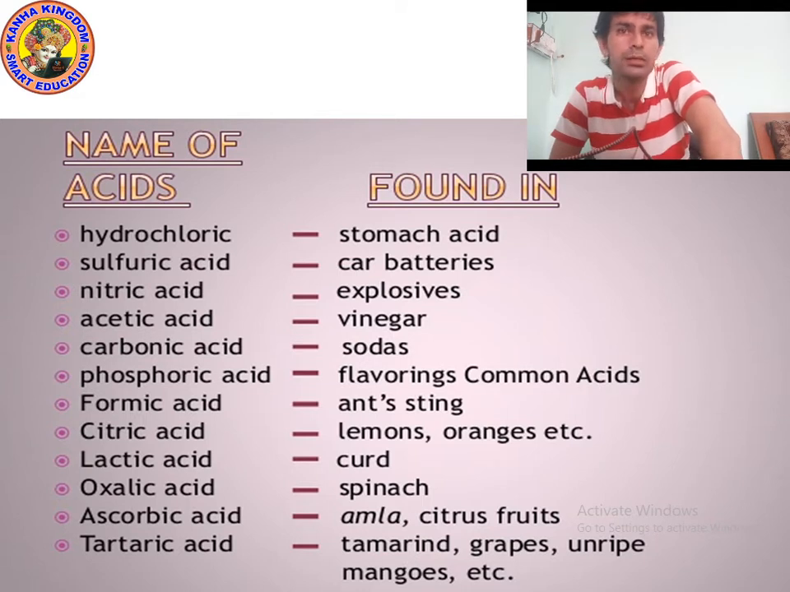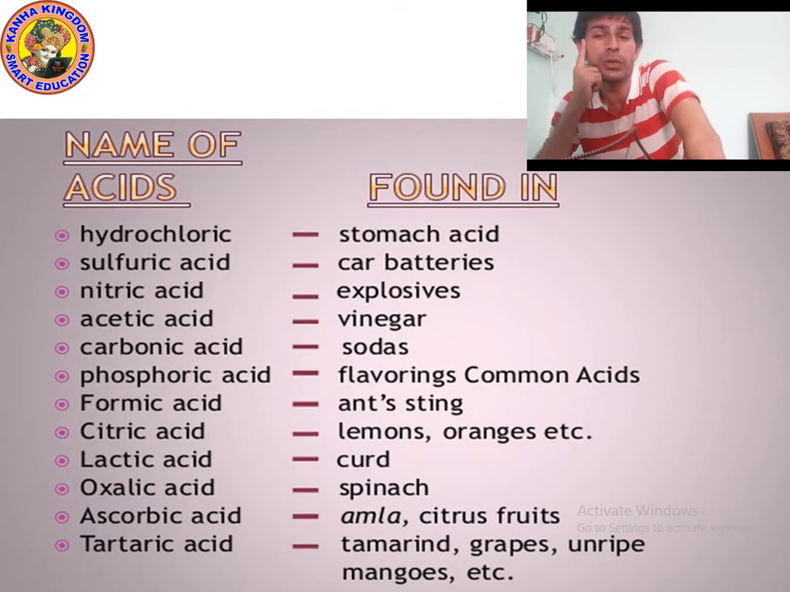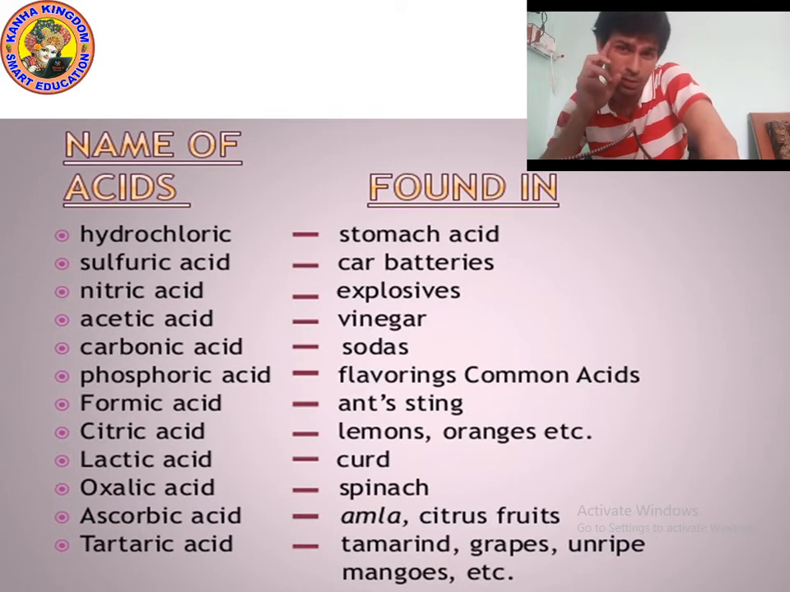Curd. In curd, lactic acid is present. Which acid is present in curd? Lactic acid. Yes, you know the lactometer. What is the meaning of lactometer? Do you know? A lactometer is a device used to find water in milk. It is used to find how much water is in the milk, too much or not.